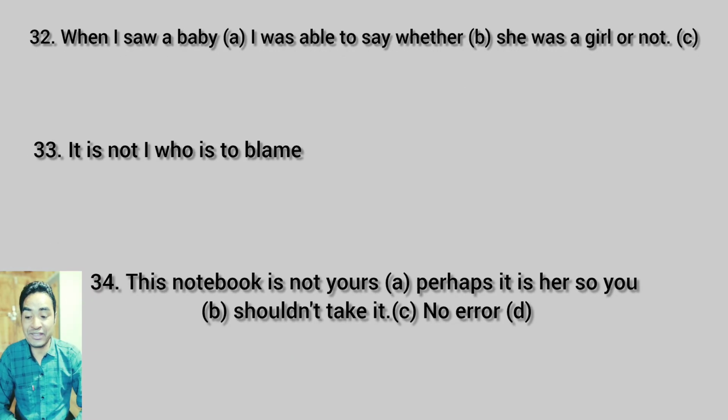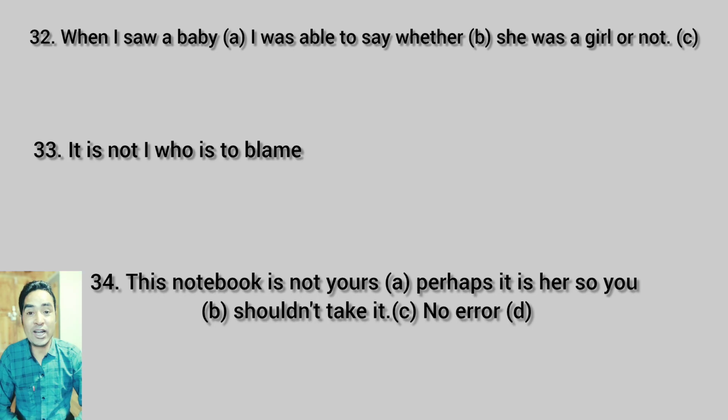When I saw a baby, I was unable to say whether it was a girl or not. But why? Because it can be used for infant, toddler and baby. As a pronoun, we don't have gender. We don't give gender for infant, baby and toddler. I hope you know about it. We don't say he and she for a toddler. We use it. Baby, toddler and infant are treated as neuter gender.